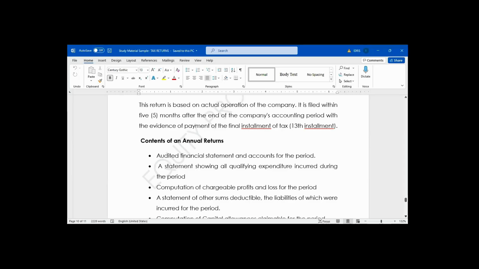Yes, sir. Now, content of annual return. Audited financial statement for the year. Statement showing the qualified capital expenditure incurred during the period. Computation of chargeable profit and loss for the period.